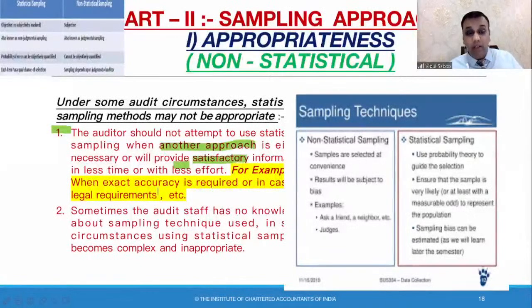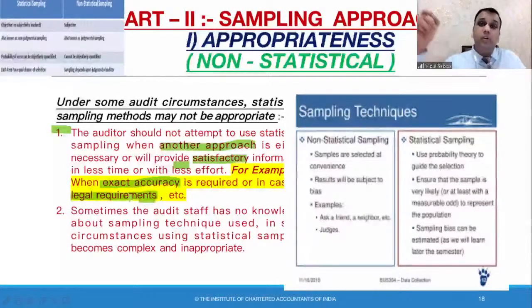For example, where exact accuracy is required, he need not go for statistical sampling. He has to derive samples on the basis of certain criteria as per the accuracy required, or in the case of legal requirements, where the law under which we are auditing the entity requires us to check 100% of transactions, or any transactions which are more than 5% of the total value. We have to check each and every transaction.